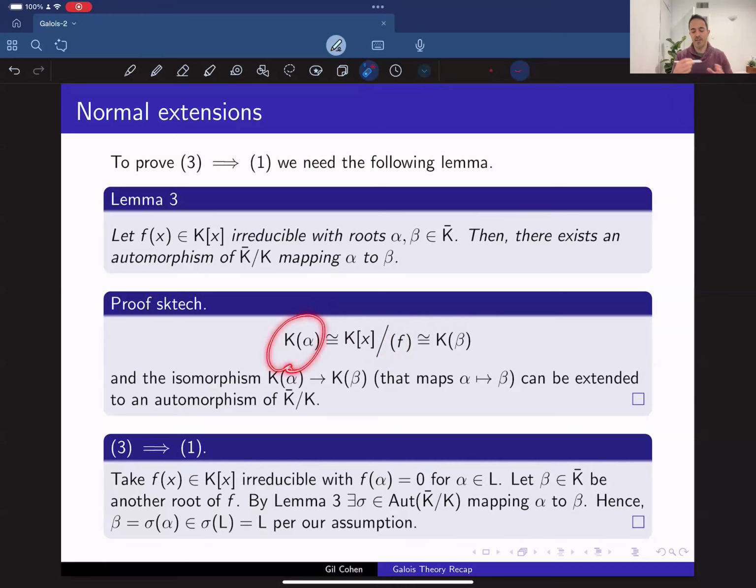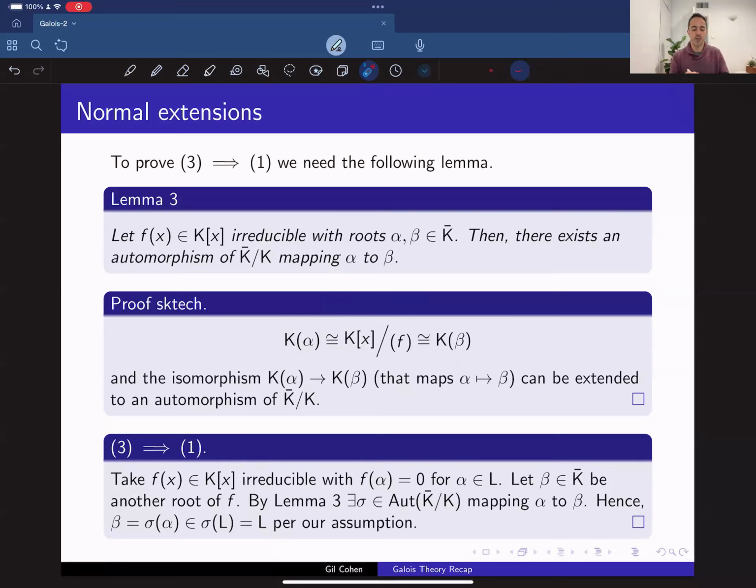And the range in everything. So by the first isomorphism theorem, you get this equivalence and also that equivalence, and therefore there is an isomorphism from this field to that field. And the part I'm not proving, because it will take 10 more minutes, is showing that you can extend this isomorphism from K alpha to K beta to an automorphism of K bar over K.